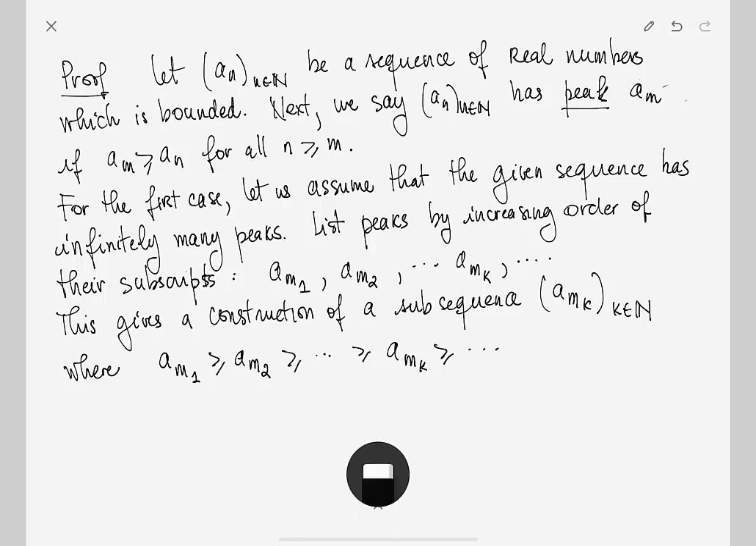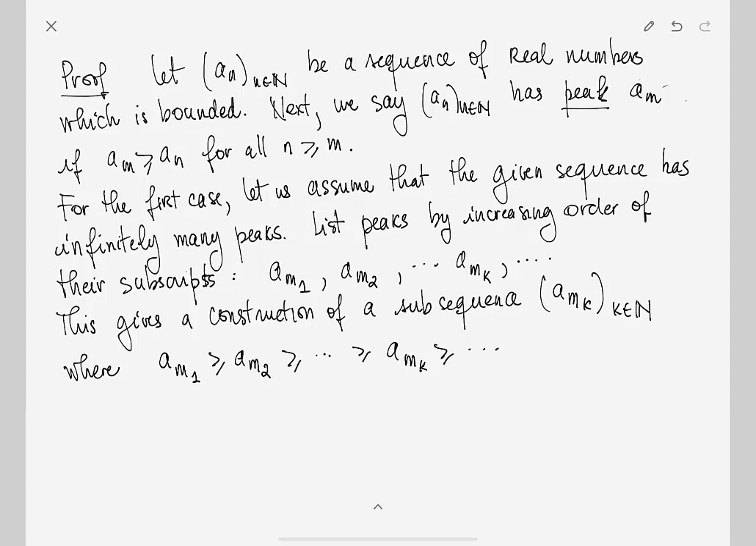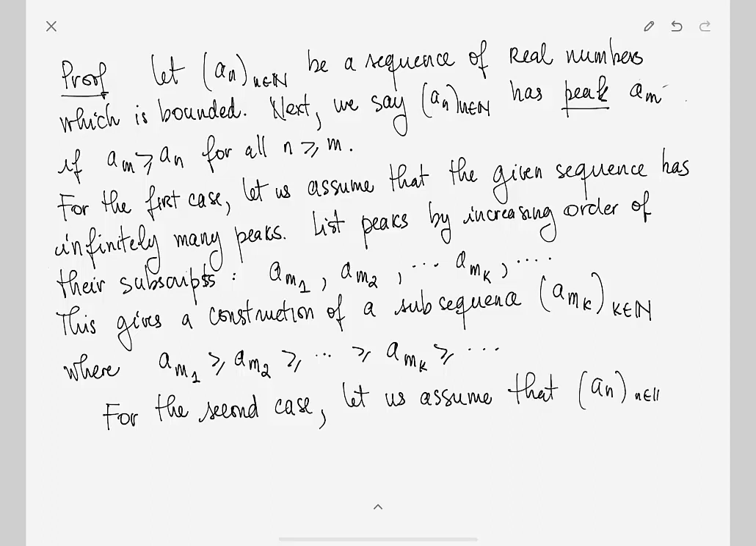Now, there's a second case. For the second case, let us assume that a_n has a finite number of peaks.